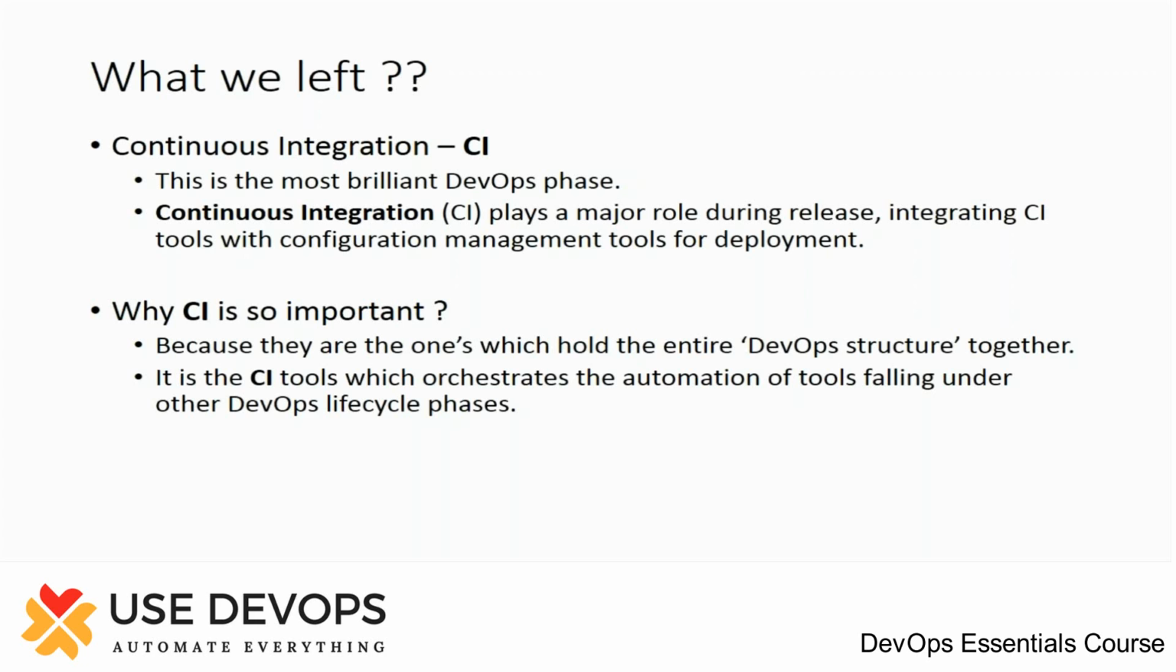It's a CI tool which orchestrates the automation of tools falling under the DevOps lifecycle phases. What does that mean? Orchestrates means it makes other tools run in such a fashion that they run in a cyclic way. That's why continuous integration is so important. It's in between all of these, the middle phase, between your operation and your development. That's where it's integrating and monitoring.